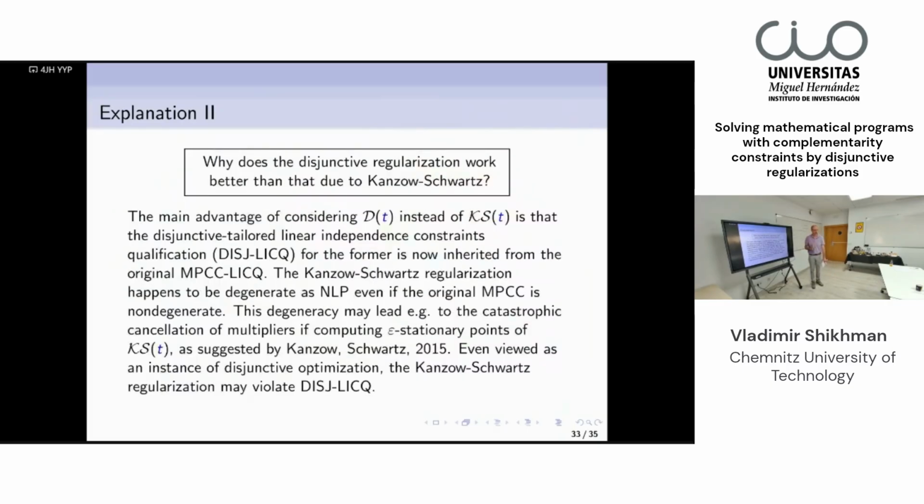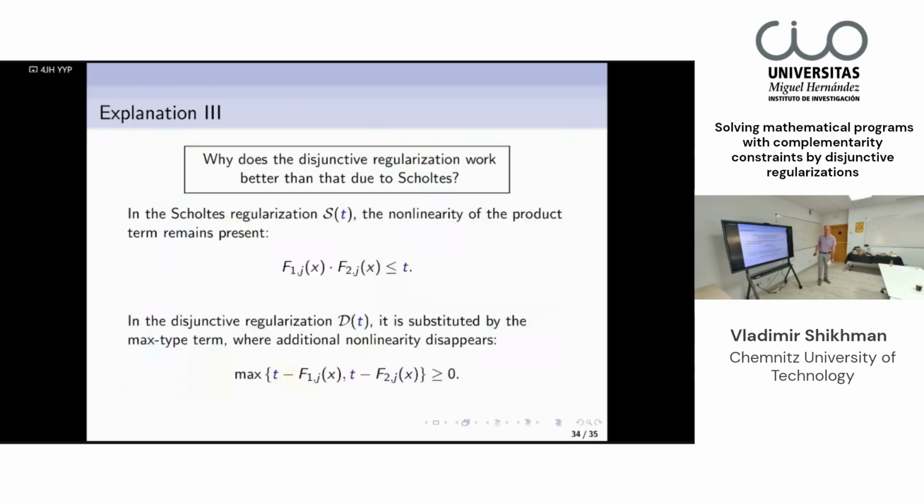Why is it better than Kanzow-Schwartz? That's also clear, because Kanzow-Schwartz is degenerate. Because the derivative of this phi is 0, and this is what NLP methods feel as degenerate. Not good. Why is it better than Scholtes? Because Scholtes worked with this product, and this is an additional nonlinearity. And we work with the max function, we split the nonlinearity. That's the intuition why ours can work sometimes better than Scholtes.